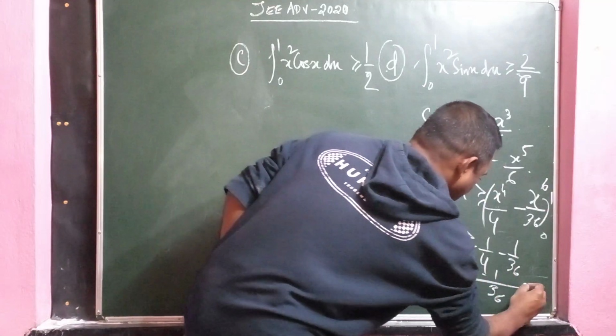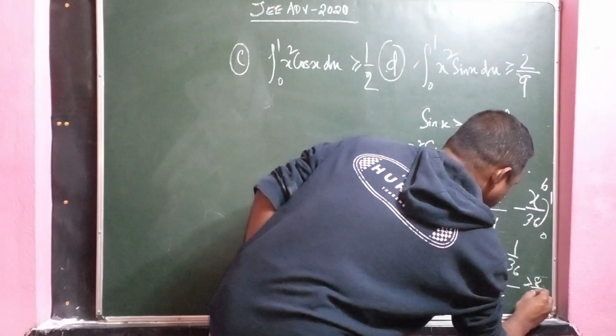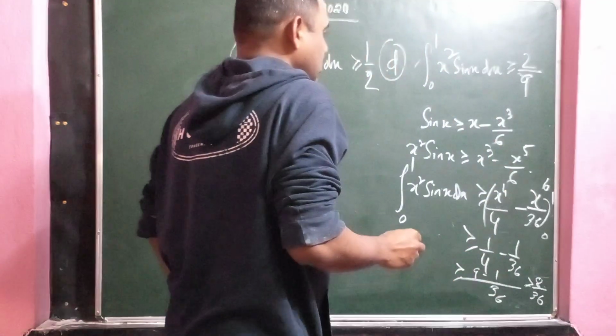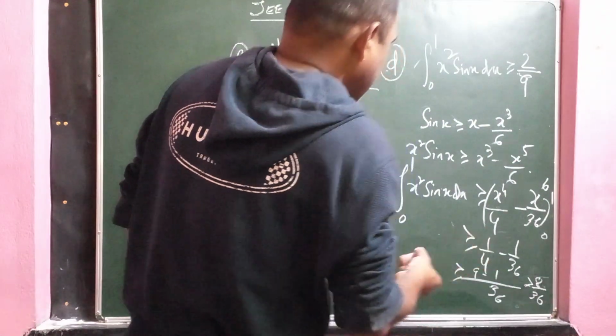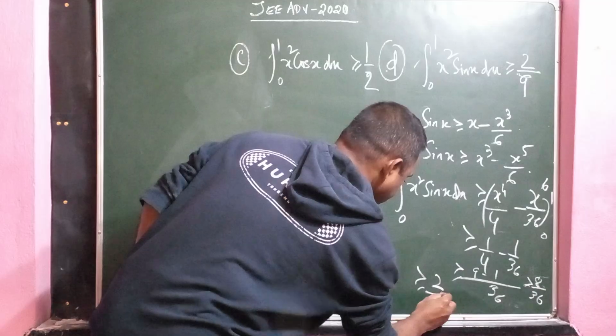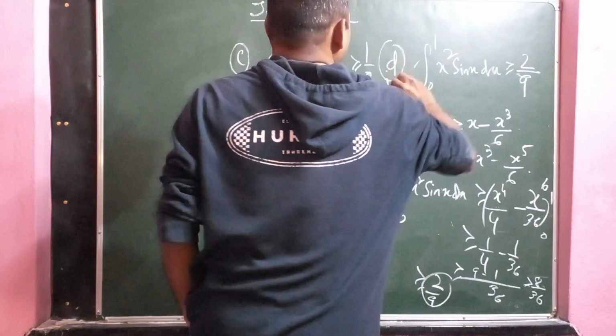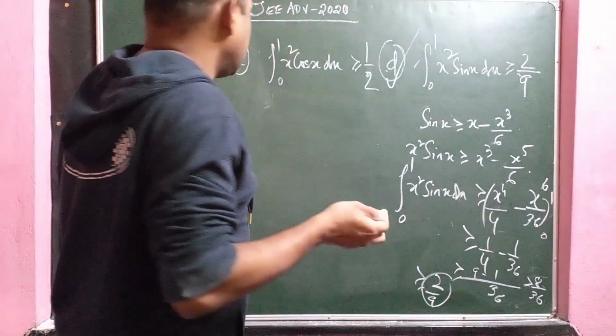So that is 9 minus 1 over 36, so 8 by 36. 8 by 36 is how much? I think it is 2 by 9. Yes, it is greater than 2 by 9. Okay, so this one, option D, is also correct. It is a multiple option correct.